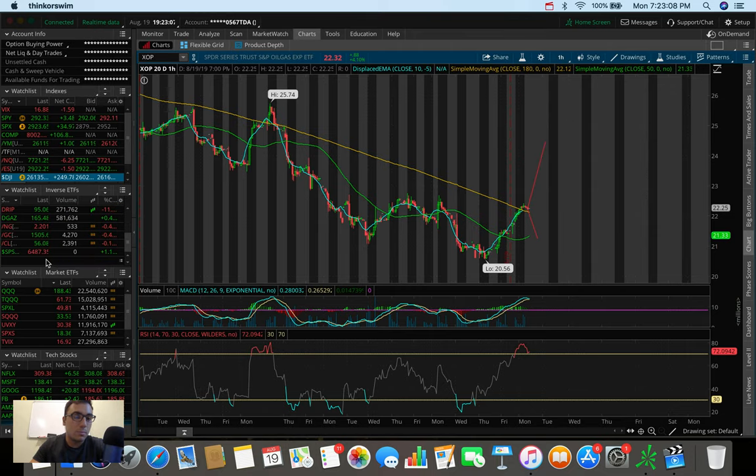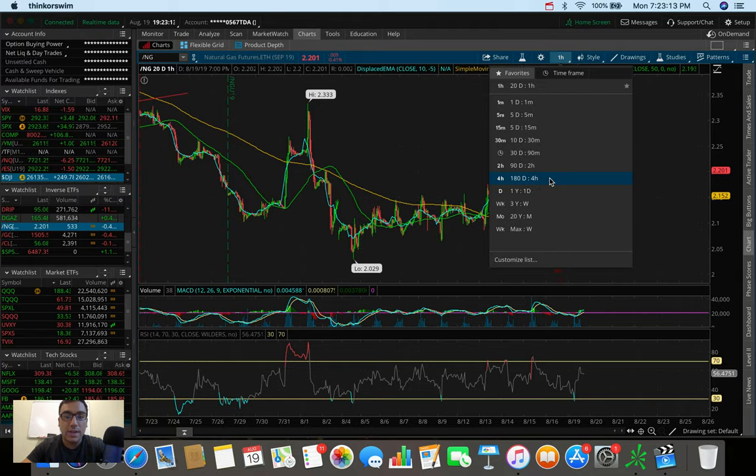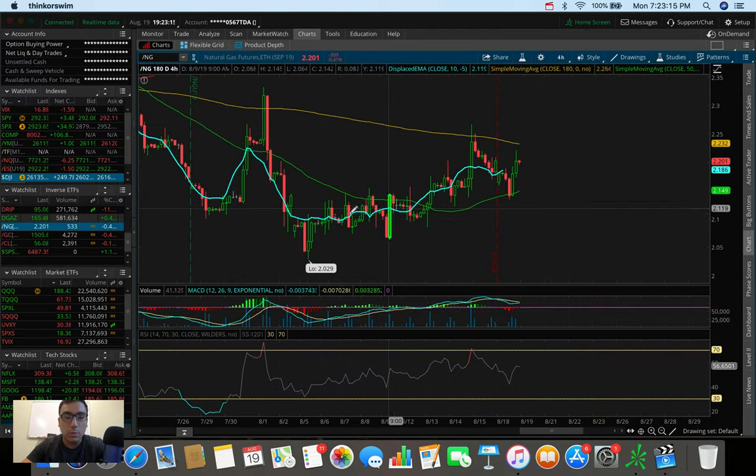Natural gas is also making a bullish move. If we go ahead and take a look at it, you can see on the 4-hour chart, if I zoom in a bit, we've broken above the 50 SMA, holding it as a new support.